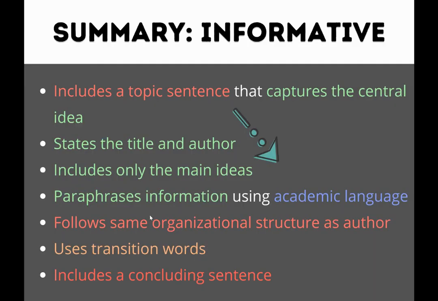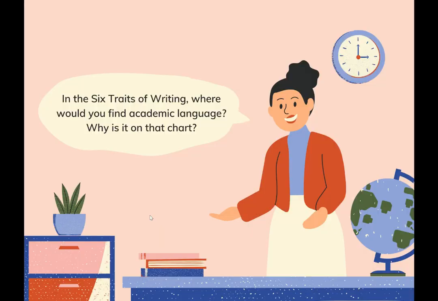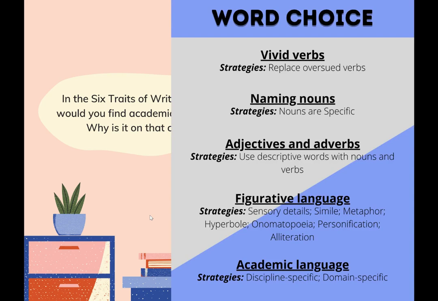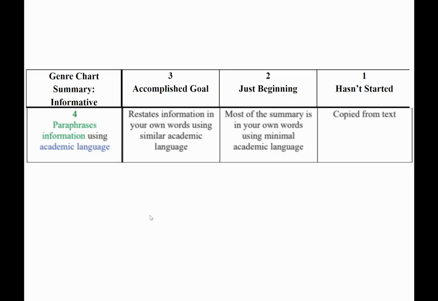All right, very first, let's work on academic language, which is right there in the summary genre chart. Where would that be in the 6 traits of writing? It's going to be in word choice because academic language is part of the reasons that we put certain words in our summary. In your rubric for summary, it's right here, academic language. You need to make sure that you restate information in your own words, that's the paraphrasing part, using academic language.